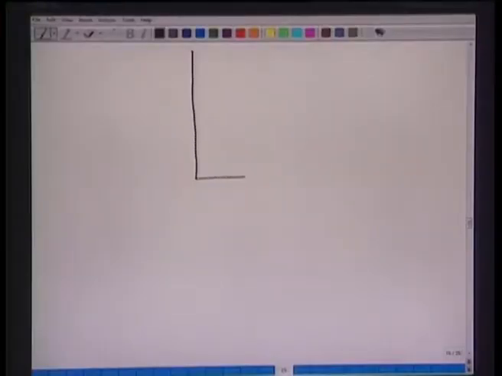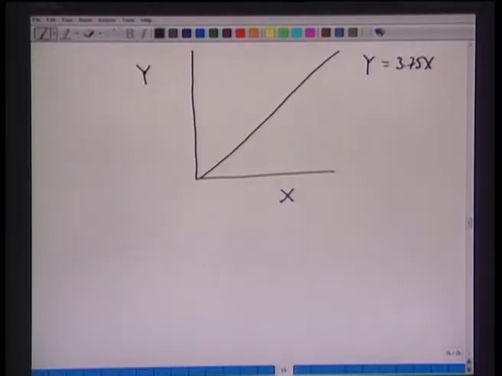So, what we have, capital Y and capital X, and the equilibrium curve was given to us, y equals 3.75 x. All we do is plot this. So now the equilibrium curve is y equals 3.75 x, where 3.75 is the slope of this curve.